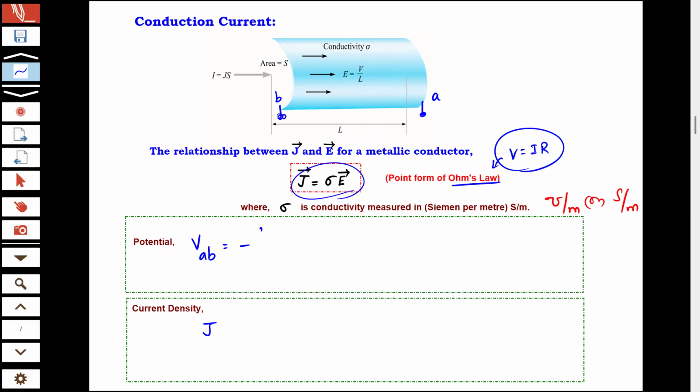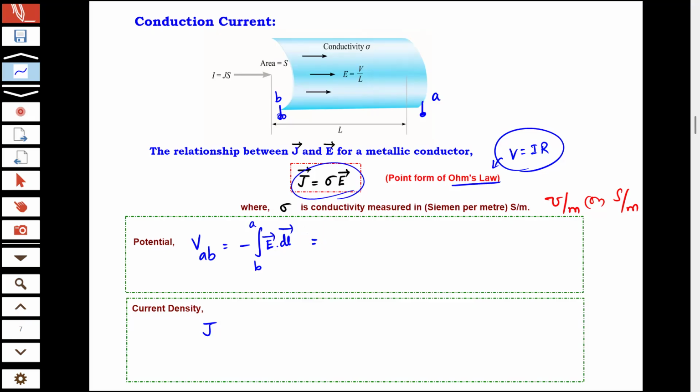By the relation for potential and electric field, we can write it as minus line integration E dot dl. We have discussed this in the previous videos. You can refer to those videos where we have defined potential, work done, and potential difference. So minus line integration E dot dl from B to A.